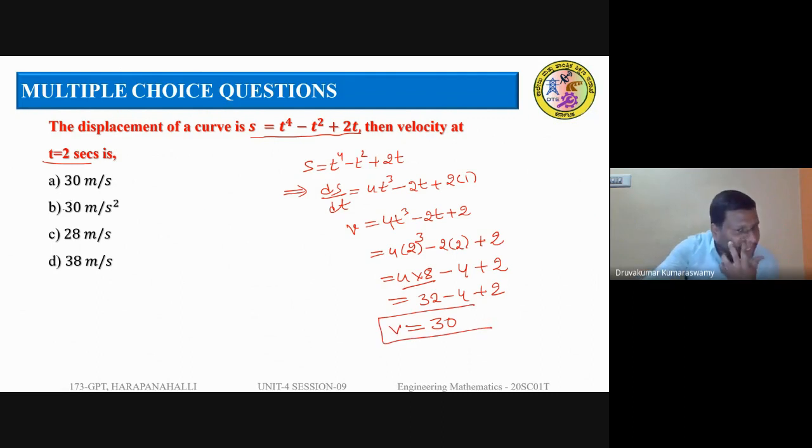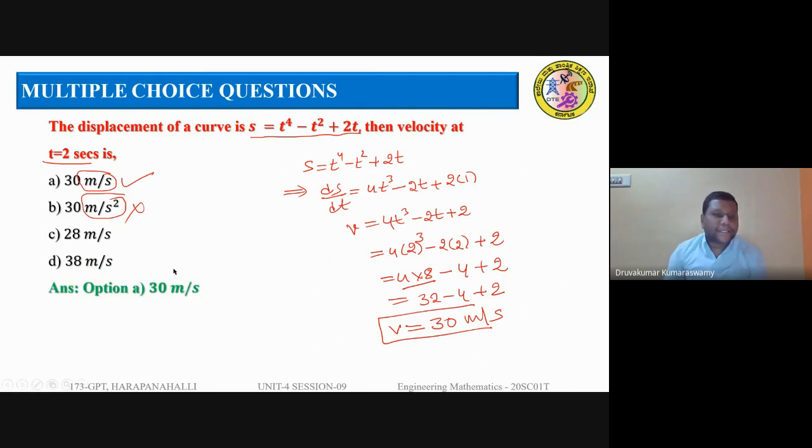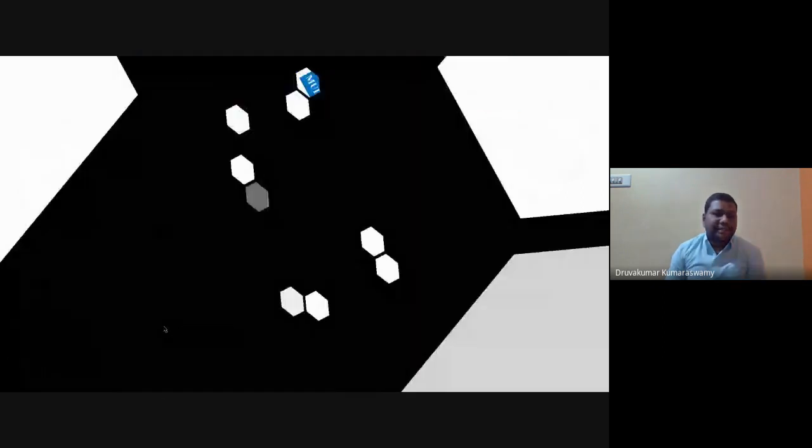Here, 30 is in option A and also in option B. Which option do we have to choose? Now we have to see the unit. We are finding velocity here. What is the SI unit for velocity? Meter per second, not meter per second square. Meter per second square is for acceleration. So what is the right answer? It is 30 meter per second. So here it is option A. Option A is 30 meter per second. So for the given displacement, velocity at t is equal to 2 seconds is 30 meter per second.